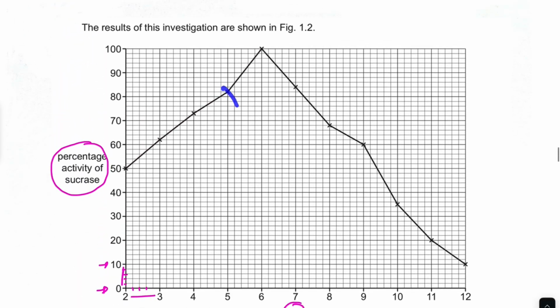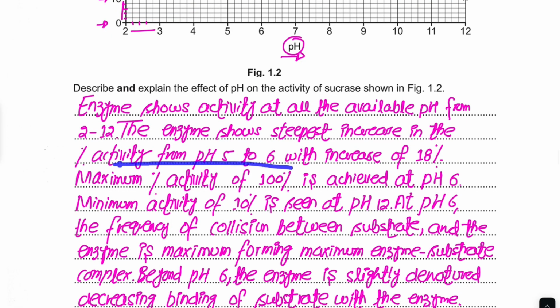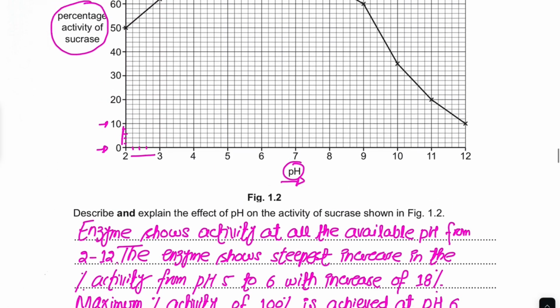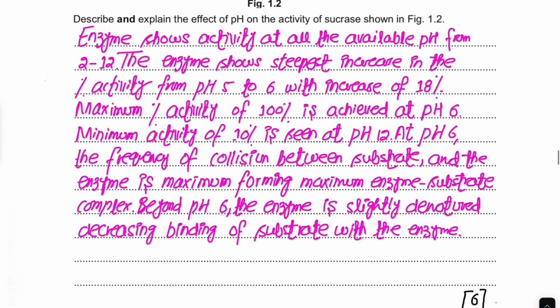So you see between 5 and 6, a steeper increase from 82% to 100%, and if we take the difference, that percentage increase is 18%. And then I have written as a description point that the maximum percentage activity of 100% is achieved at pH 6. And the minimum activity of the enzyme is seen at pH 12, where the enzymatic activity is only 10%. So these are the description points.